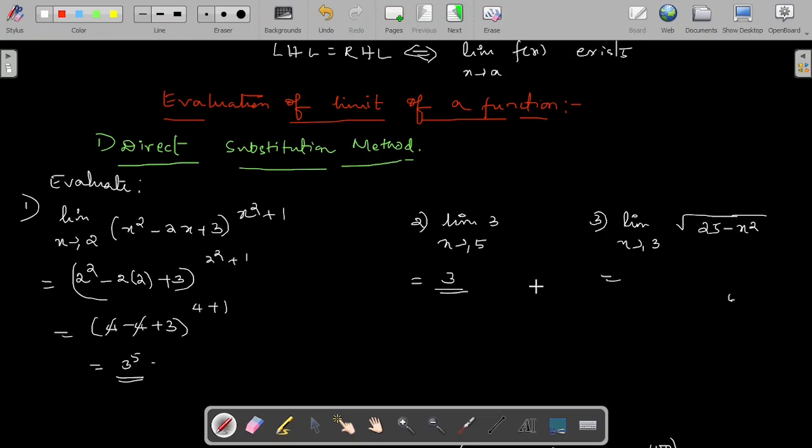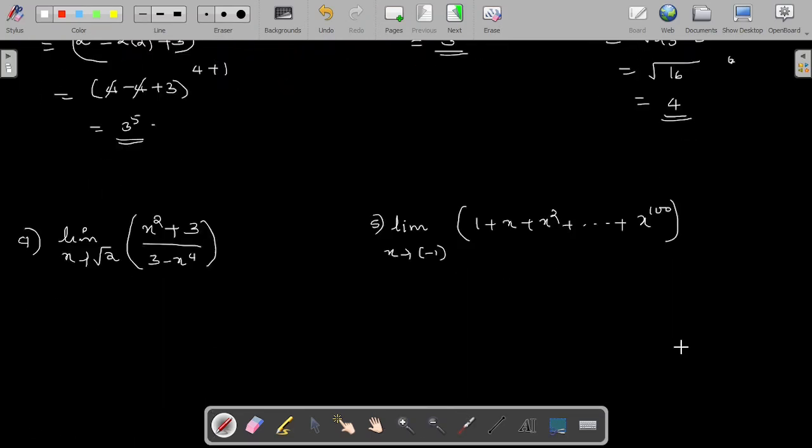Now in this case, directly apply the limit, x equal to 3. So when you apply the limit, don't write the limit. It is the square root of 25 minus 3 square, that is 25 minus 9, that is 16. I am writing only the positive square root of this. So the square root of 16 is equal to 4.